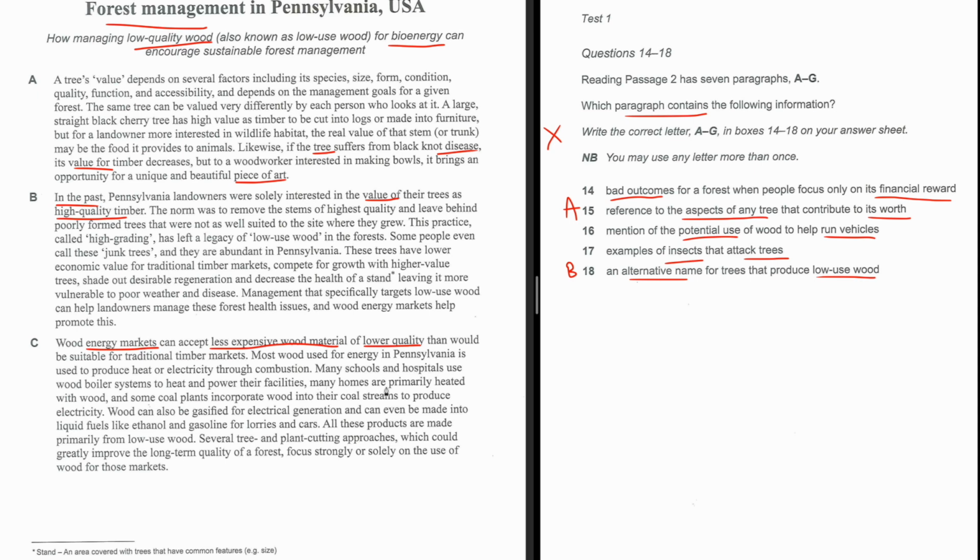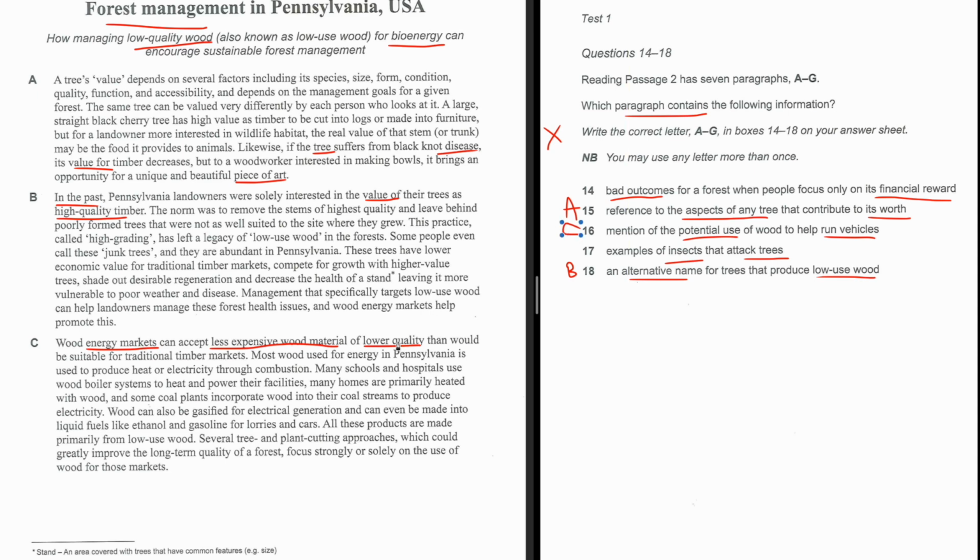Okay. Many homes are primarily heated with some coal, and steam produces electricity. Wood can also be gasified for electrical generation and can even be made into liquid fuels like ethanol and gasoline for lorries and cars. Yeah, wood to help run vehicles. There we have the answer, C.